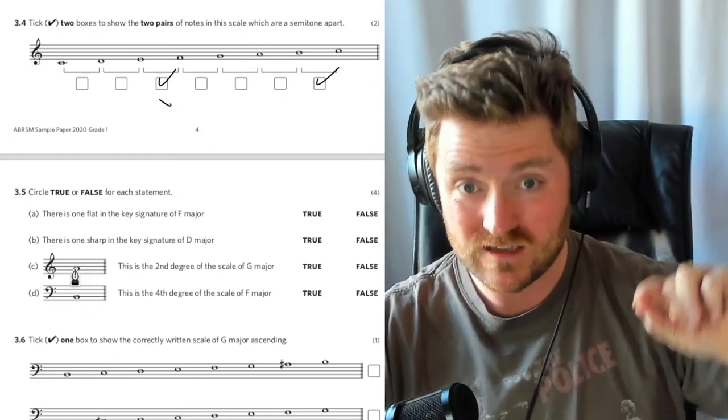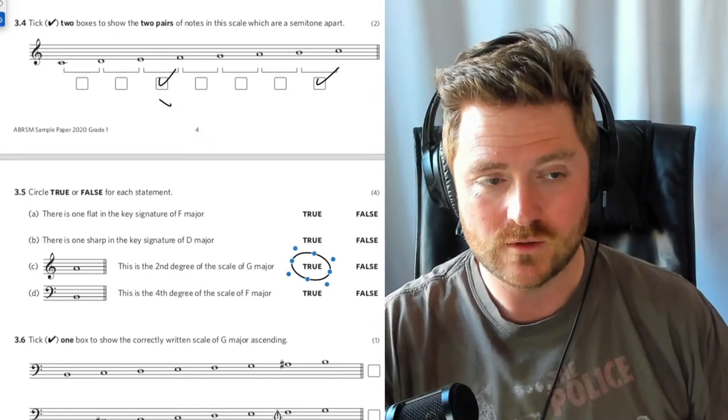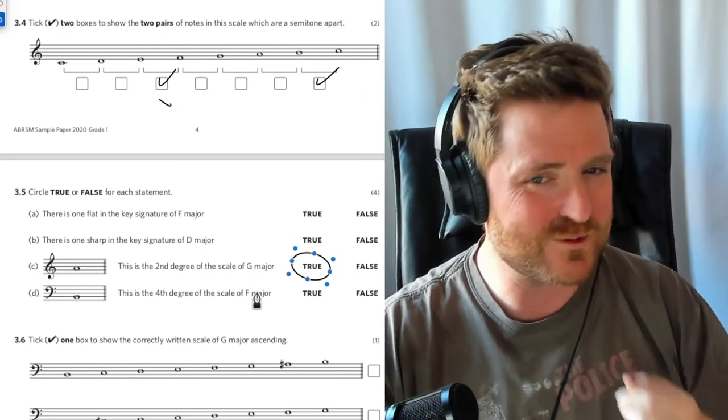So the second note, the second degree of the scale of G major, is an A. That's an A. That is true. So we've got true, false, true. Wonder what the last one's going to be.